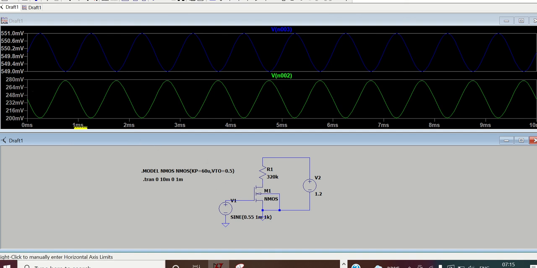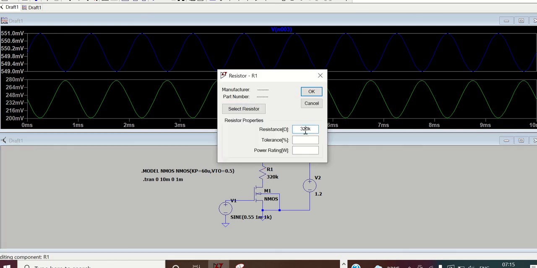But what will happen if I keep increasing my resistance? You can see my voltage here is dropping. Overall my swing is increasing, but now it has come up to 232. If it further comes down, my device M1 will jump from saturation region to maybe diode region, and then slowly it will go to cutoff region.